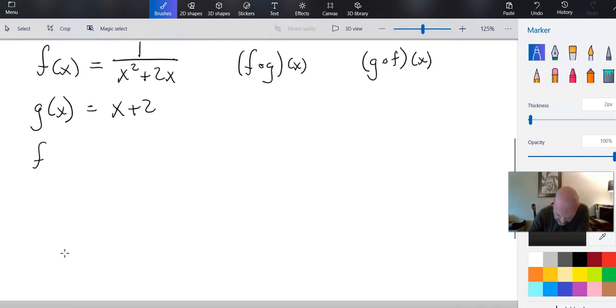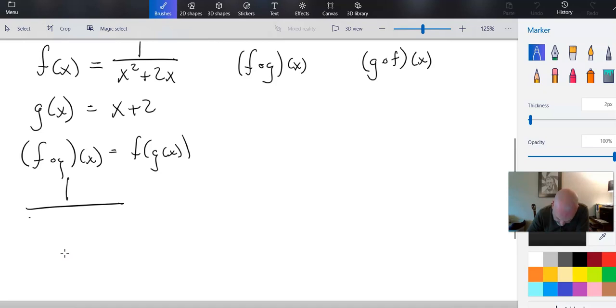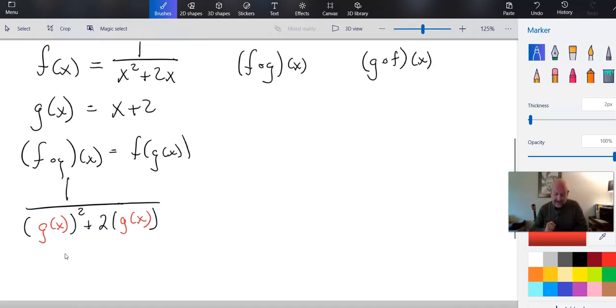So we'll start with f composed with g. So we know that's f of g of x, just like before. So again, let's look at what f does. F has 1 over its input squared plus its input doubled. Okay, and the input is going to be g of x. Notice I'm putting it everywhere I see an x. And I think I'm going to run out of room before I get to the second example. We'll just use it up.